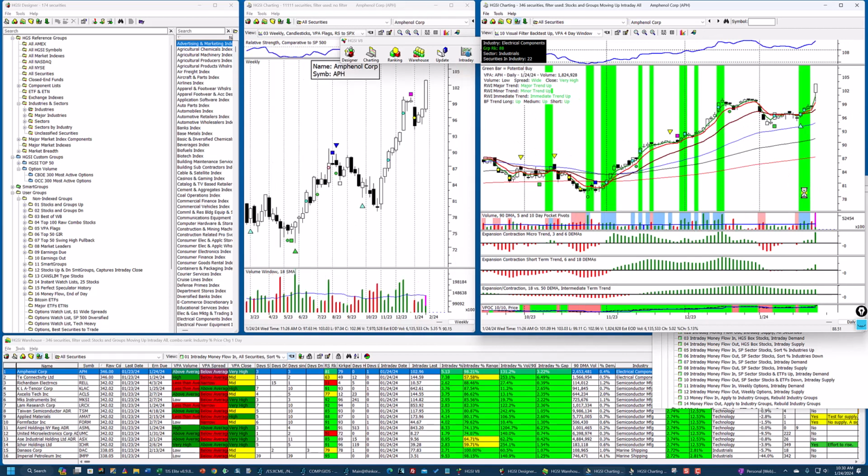Okay, this is APH. Look at this, a gap up today. But the conditions were met here. I'm going to bring up, let's get an arrow up here.